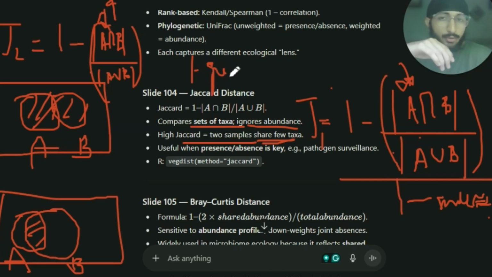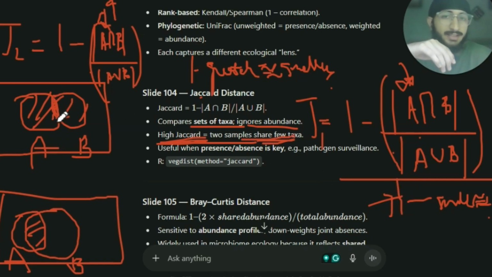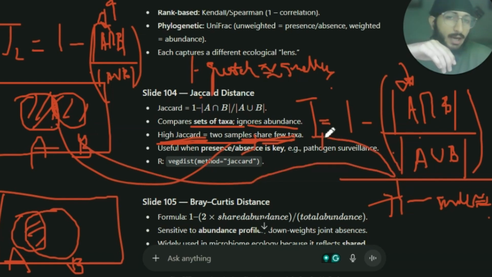So a greater value than the one in the first case would mean that we have an overall smaller value, smaller than the previous case. So that means that a high Jaccard, that is in this case, means two samples share few taxa. So now it makes sense that the intersection is very small. That is, they are sharing very few taxa, A and B. So that is why it is yielding a very high J value.